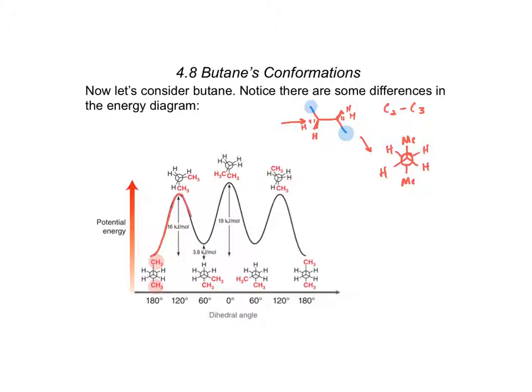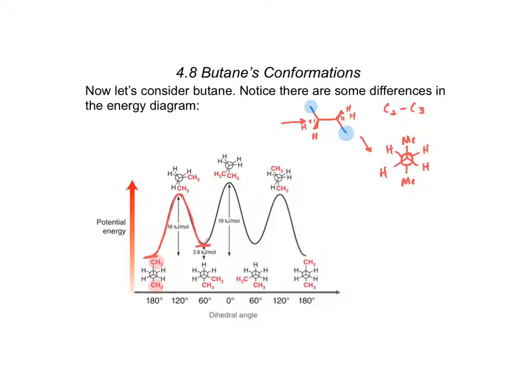But now notice as we come down, is this energy from where we started, where we had these two guys 180 degrees, and this energy, is it slightly different? Yes. So now we have differences in energies between our staggered conformations. We're going to talk about what that means and why we see that, okay?